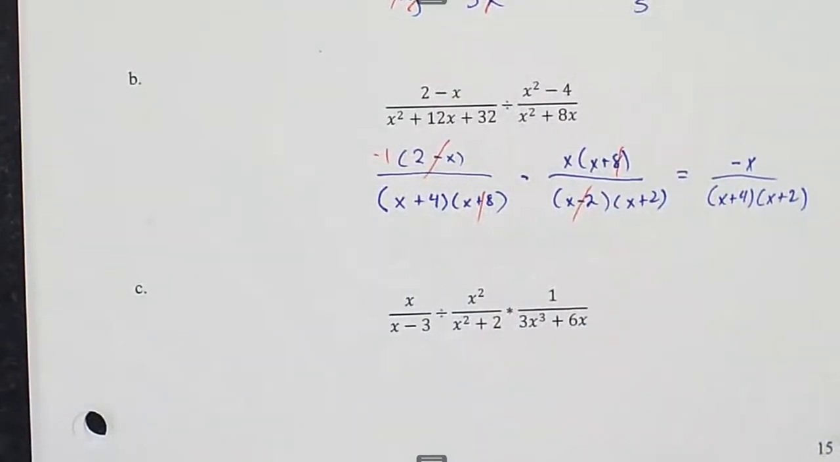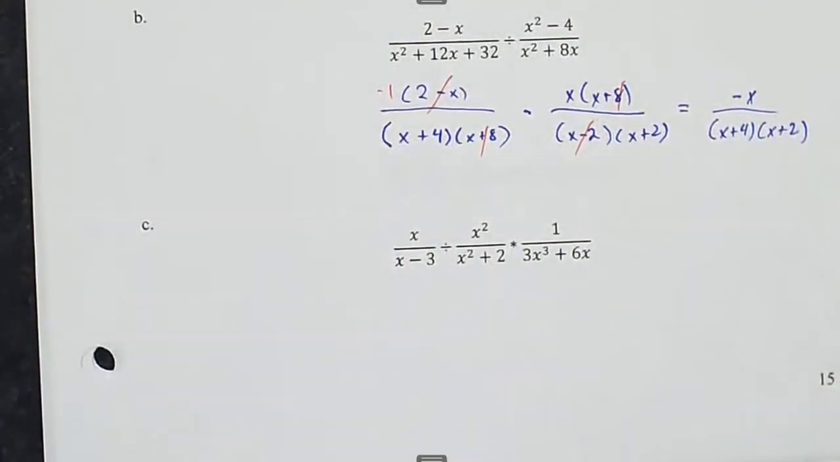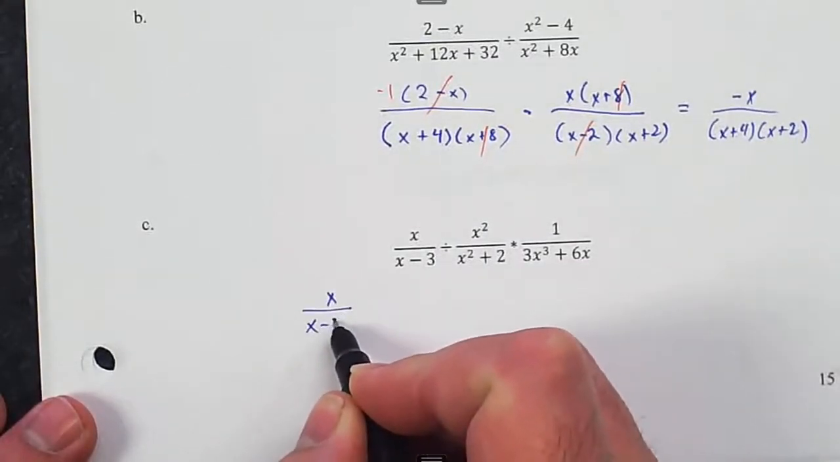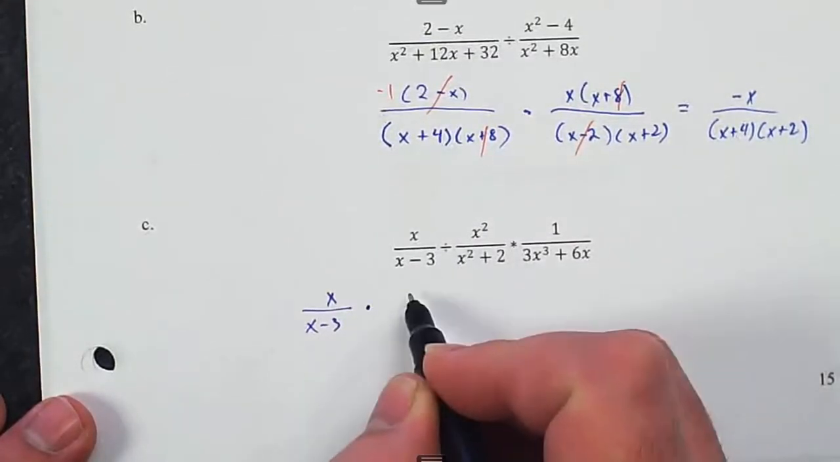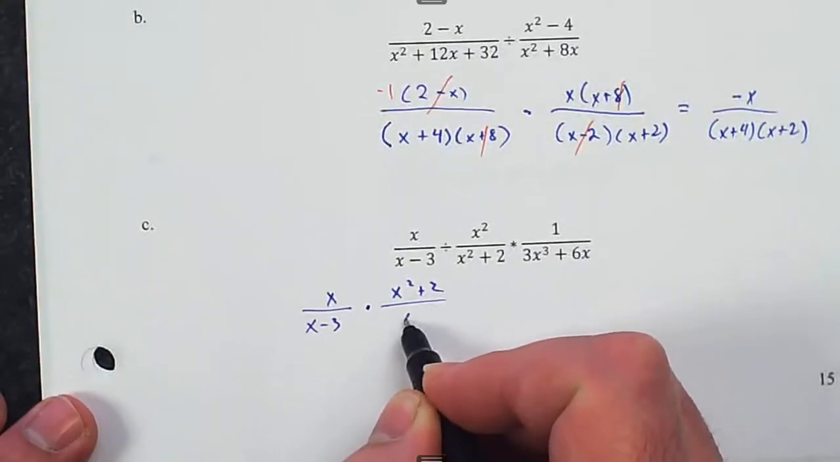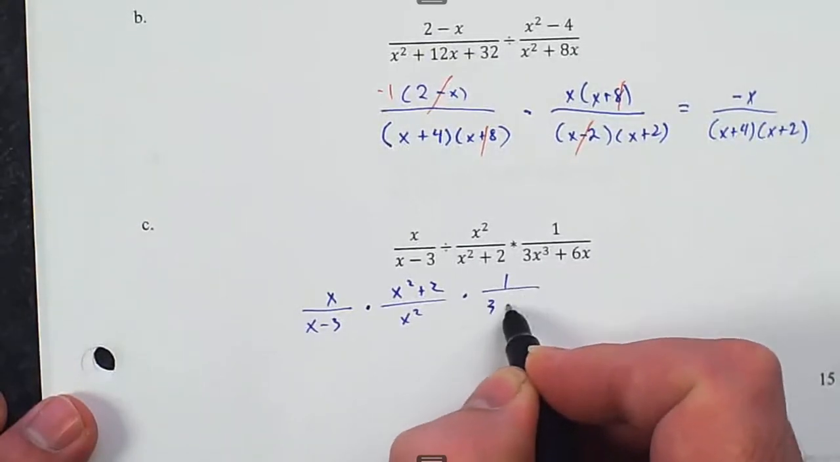Okay, so when you have a problem that mixes division and multiplication, we just need to be careful that we only flip what we're dividing by. So I will keep the first thing the same. I'll change the second thing to multiplying by the reciprocal. And then this is a times. So with times, we don't change anything.